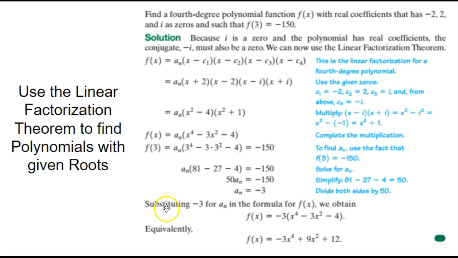So then we just go back and plug in -3 into this a position. And so you can see here it says substituting -3 for a sub n in the formula, etc., gives you this right here. So this right here looks identical to this part, but you've just plugged in the -3 for the a term, and it says, or equivalently, it gives you this. So if you were to distribute the -3, you would get this answer.